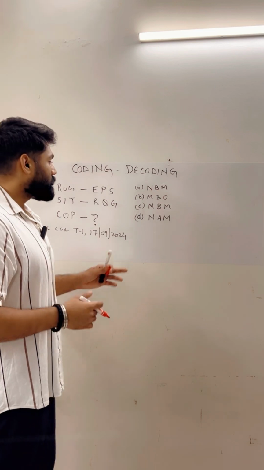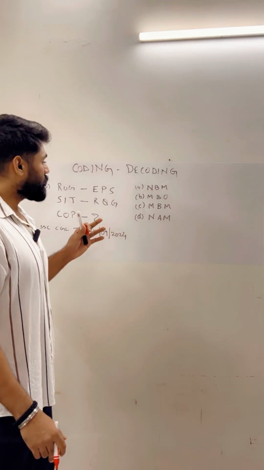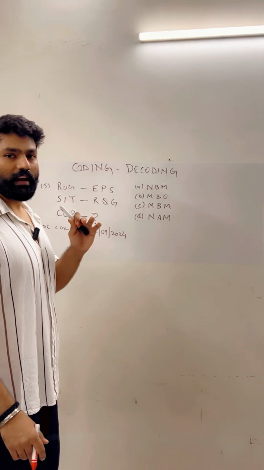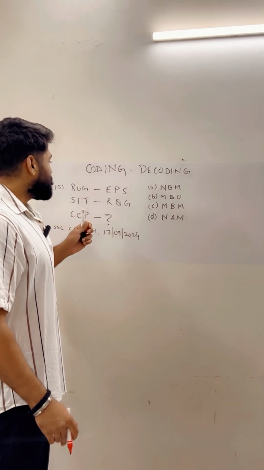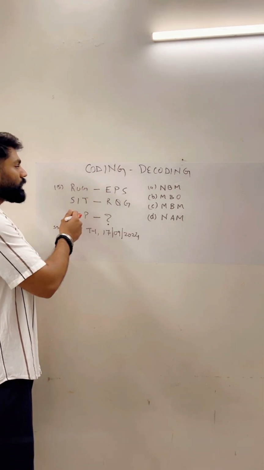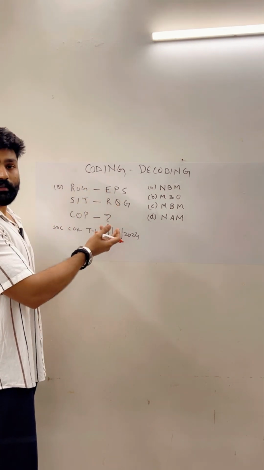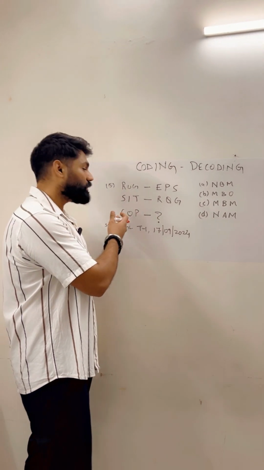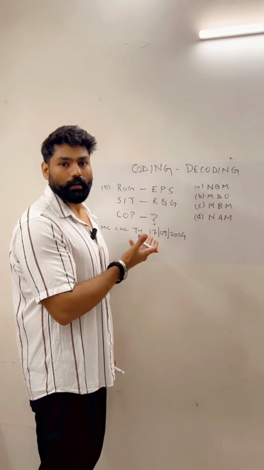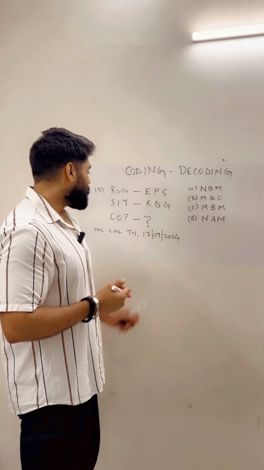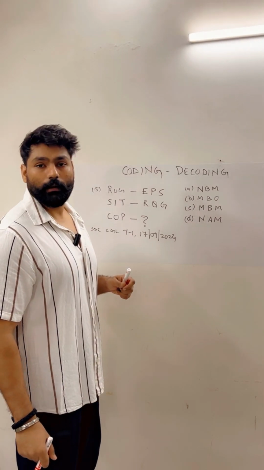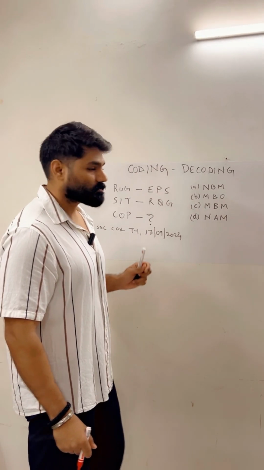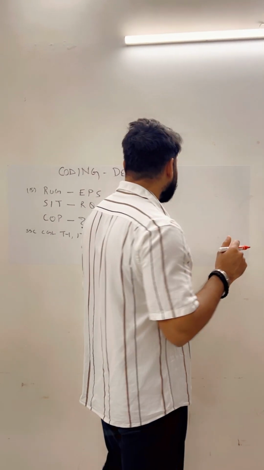So guys, this is the second question I am taking. It's a little bit tricky. You can see that this is given: RUG is coded as EPS, SIT is coded as RQG, and they are asking about COP. What is the code for COP? It came in the CGL Tier 1 examination, 17 September 2024, Shift 3. So let's do it.